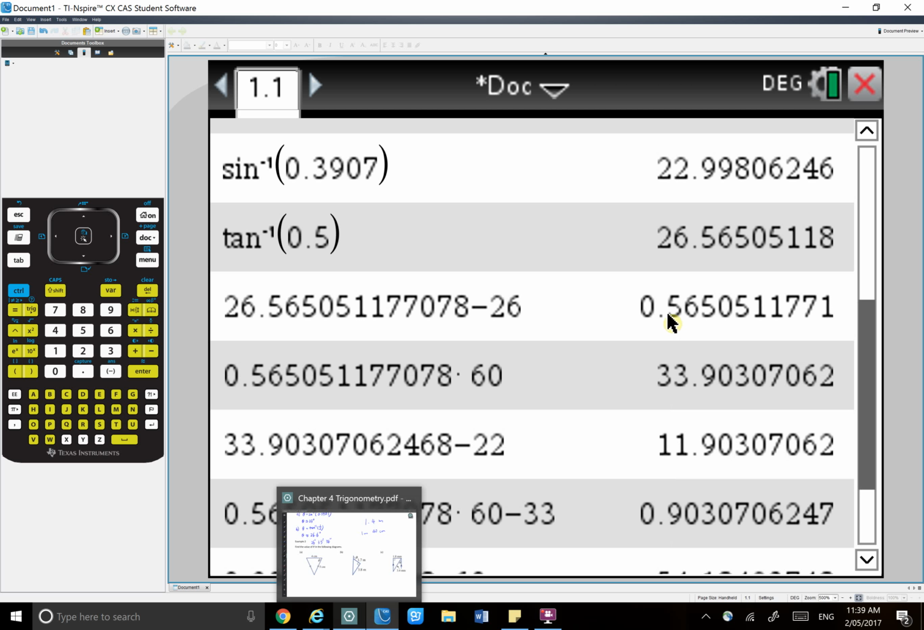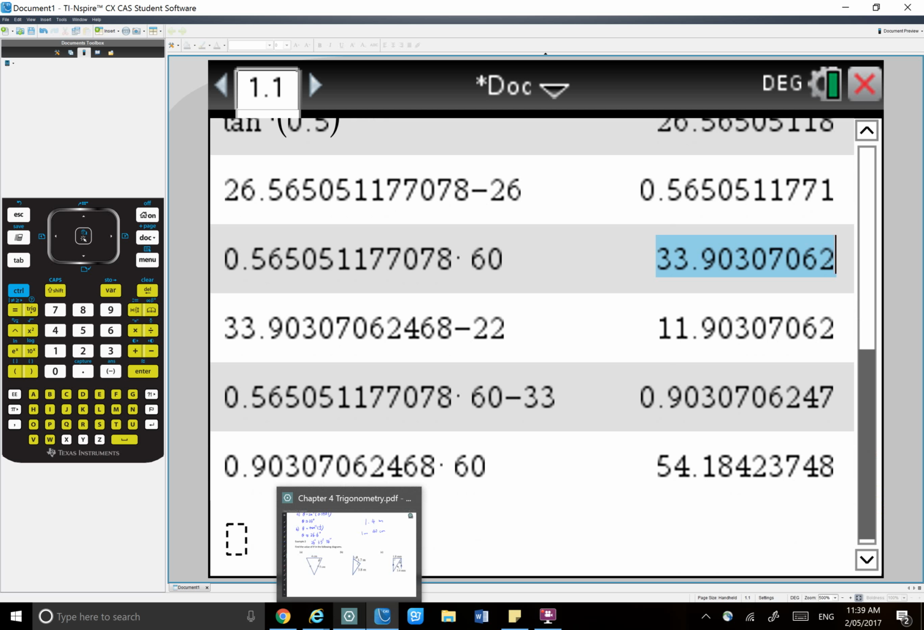Because you have about 0.56 degrees, and that is equivalent to about 34 minutes. And that's exactly 33 minutes, and you still have 0.9 left. And 0.9 minutes will give you 54 seconds. Yeah, 33, you only take the whole part if you really want to convert into degree, minute, and second.